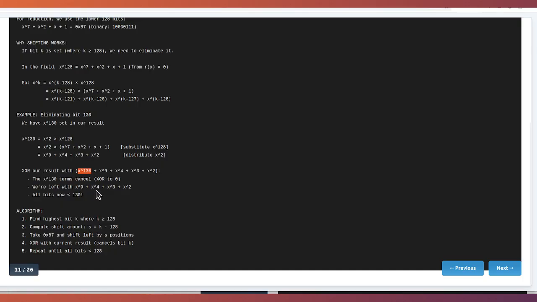This leaves us with the lower terms. This eliminates bit 130. We repeat this process for each bit from 255 down to 128, working from high to low. Each reduction step eliminates one high bit. After processing all bits at position 128 and above, we're left with only bits 0 through 127 set, giving us our final 128-bit result. The efficiency of this process depends on the sparse nature of the reduction polynomial. With only 5 bits set in the irreducible polynomial, each reduction step is very fast.